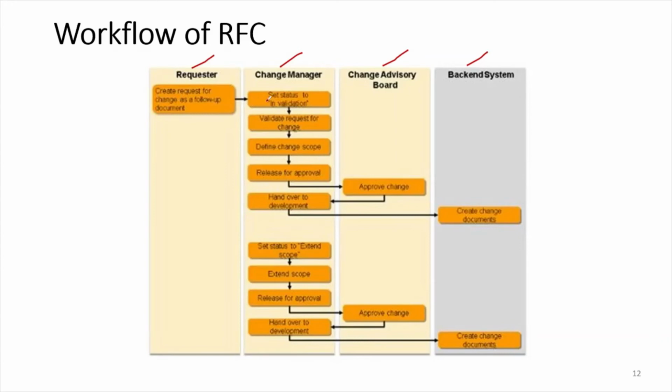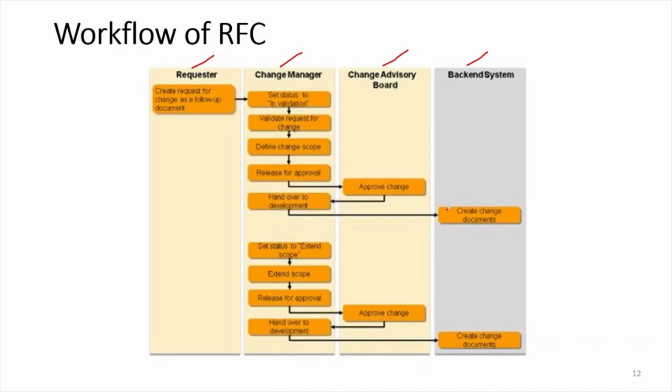After that, the status will be set to in validation by the change manager. After that, the validation of the request for change will happen. That will also be done by the change manager. Once that is done, defining the change scope and releasing it for approval will be done by the change manager. Once it is released for approval, the request for change will be approved by any one person from the change advisory board. Once it is approved, the change manager will hand over the request for change to development.